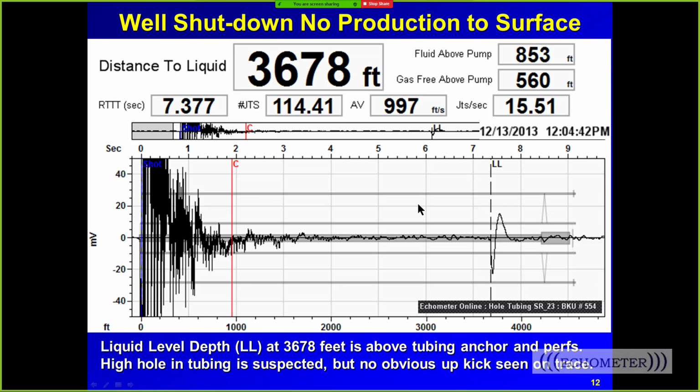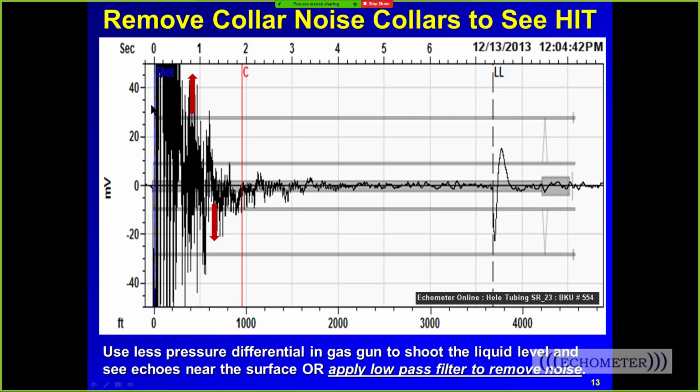I'm going to blow this up here and show you something that's kind of hiding in the noise from the collars. If we look at this trace in a little more detail, there might be a little upkick and a little downkick, but the noise from the shot is hiding that echo. Echometer's TAM software has a method called the low-pass filter to remove the noise from the collars if you turn it on, and it makes the bigger kicks show up and the tiny narrow kicks go away. The narrow kicks are high-frequency signal, typically from collar echoes.